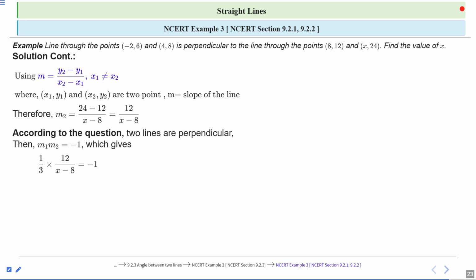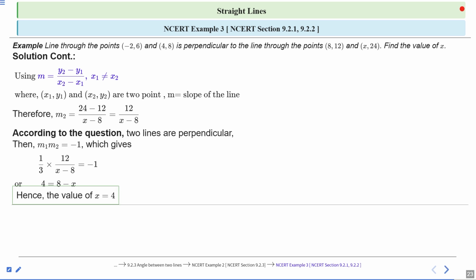So students, how can you now solve this equation? We have the equation (1/3) times 12/(x - 8) equals 1 in magnitude, so we obtain 4 equal to 8 minus x. From this equation, we obtain the value of x is 4. Hence the value of x is 4.